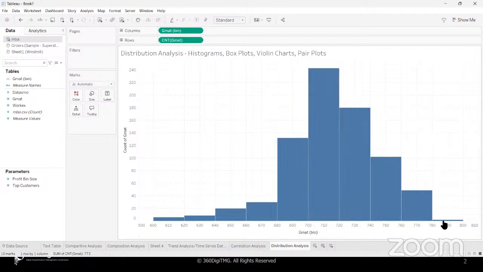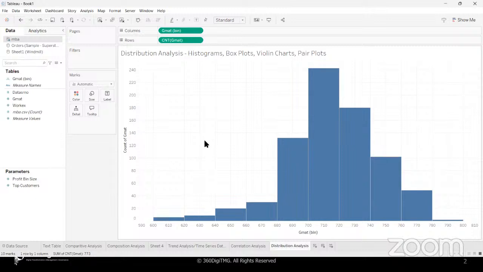How many people got more than 780? Only two people. More than 780, only two people have got, right? So we can understand this by creating a distribution chart, which is a histogram. Okay, so I'm not just showing you the charts. We are discussing when to create which chart. When should we create which chart? You have to take that call, make that decision based on the requirement, the question.